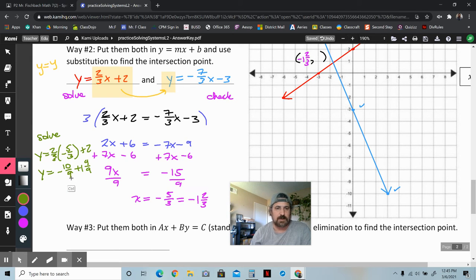So what we should do is rewrite that as, let's double the ninths, so 18 ninths, right? So 18 ninths is equivalent to 2. So this would be negative 10 ninths plus 18 ninths. And then 18 minus 10 is going to be 8. So this is just going to be positive 8 ninths.